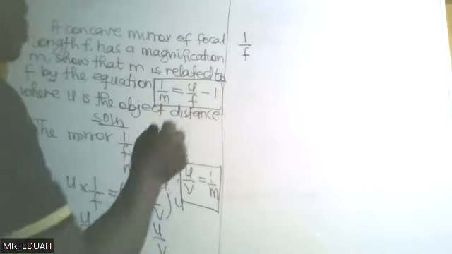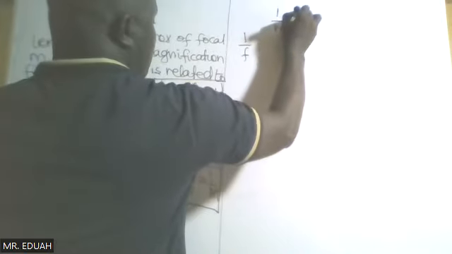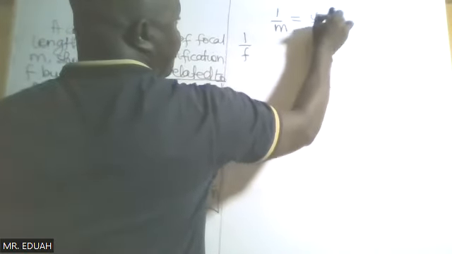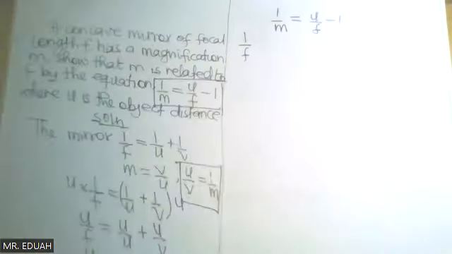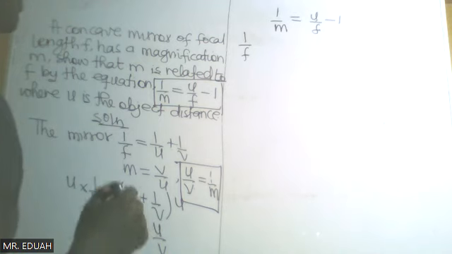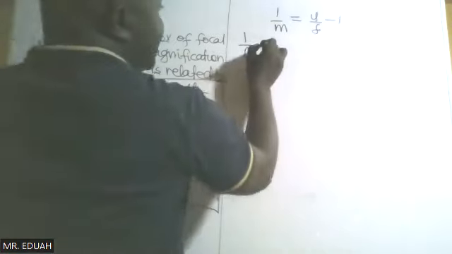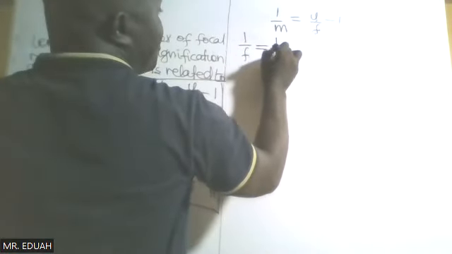So we are to prove that 1 on M is equal to U over F minus 1. This is what the question requires that we prove, where U is the object distance, M is the magnification, and F is the focal length of the mirror. And we are doing this using the mirror formula.